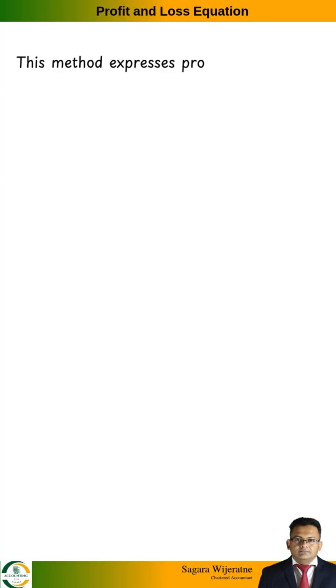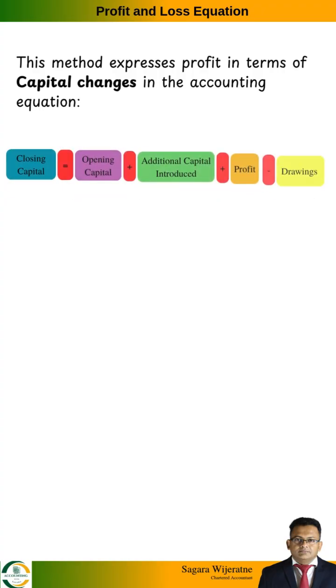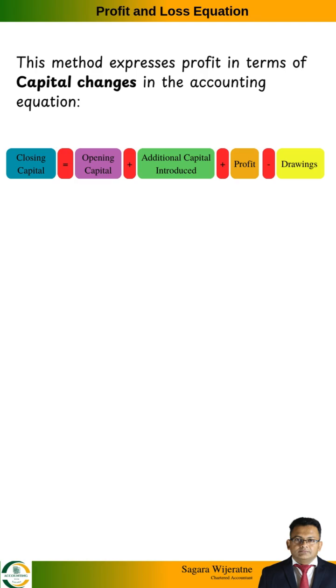This method expresses profit in terms of capital changes in the accounting equation. Closing capital equals opening capital plus additional capital introduced plus profit minus drawings. We rearrange it to find profit or loss.